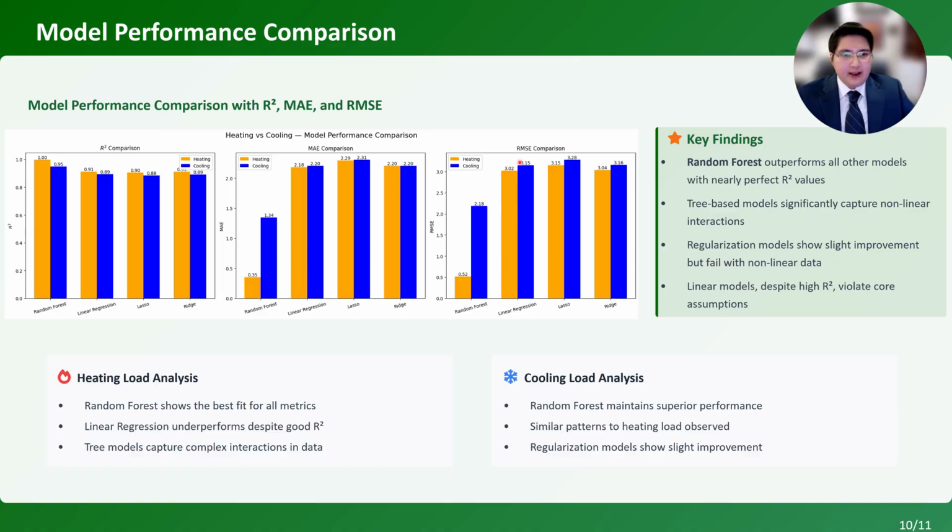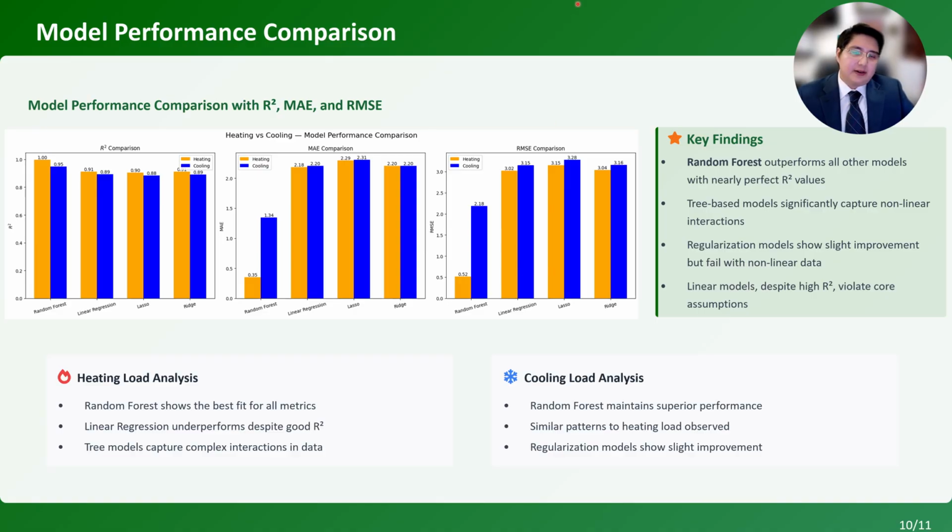And finally, we have the RMSE comparison, where again, the lower the value, the better for our model. And we can see again random forest having the lowest score for all of the metrics and models.